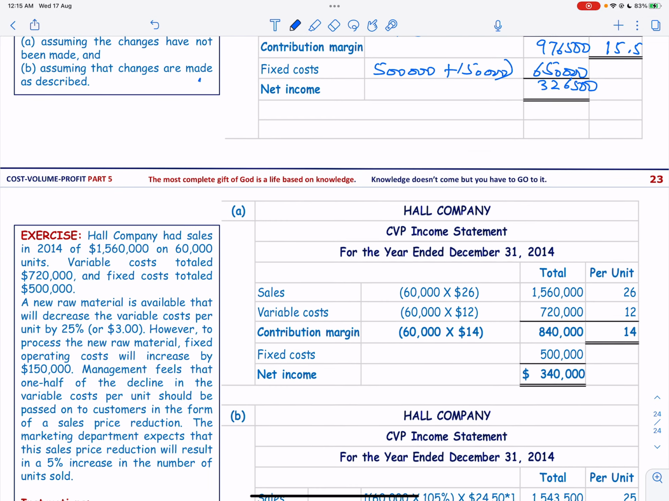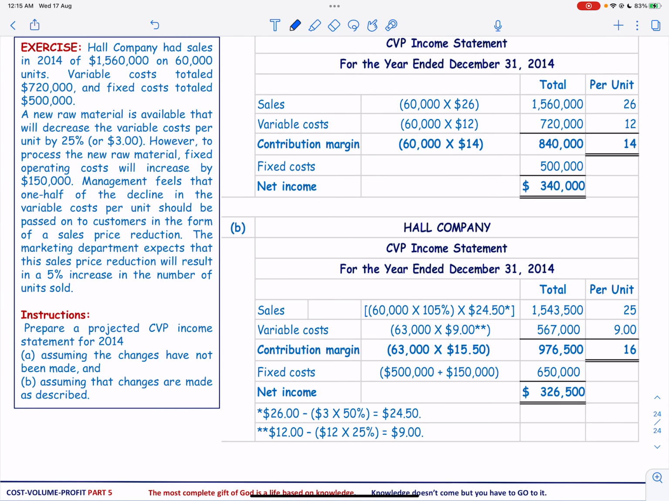So I have put this calculation, but this has to be not 60,000, this will be 63,000. Rest of the numbers are correct. So this will be 24.5 and this will be 15.5.